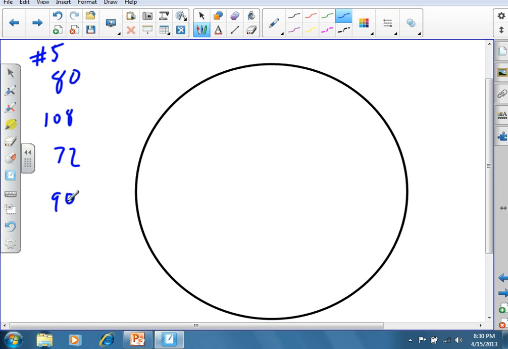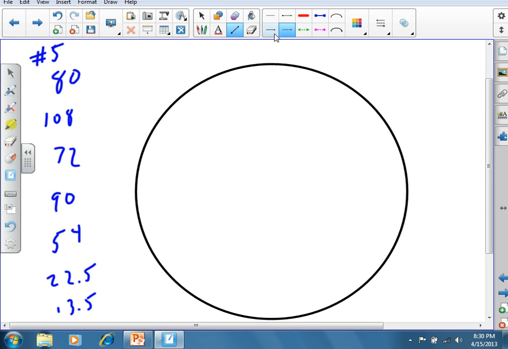And then if I go 12 divided by 80 times 360, I'm going to have 54 degrees. And 5 divided by 80 times 360, 22.5 degrees. 3 divided by 80 times 360, 13.5 degrees. All right. So I got that all figured out.